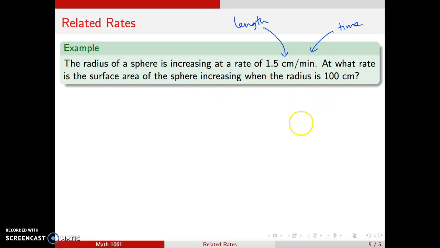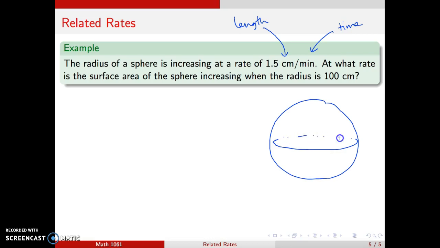So first of all, let's think about what I've got. I'm going to do my best to draw something like a sphere here. So there's my sphere, alleged sphere. And the radius is increasing at a rate of 1.5 centimeters per minute. So I've got something to do with the radius, so let's try to mark that out. We'll call that R.